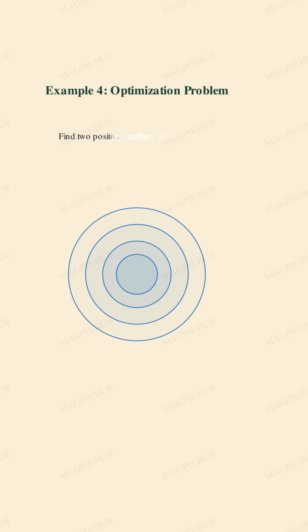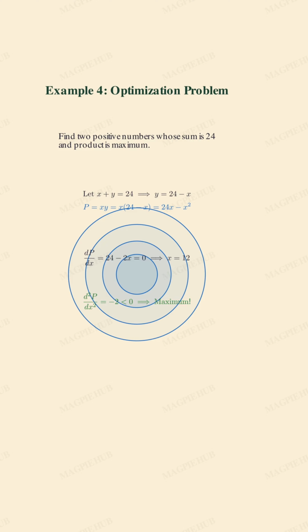Example 4, a classic optimization problem. Find two positive numbers whose sum is 24 and whose product is maximum. Let x plus y equals 24. So y equals 24 minus x, and the product P equals x times 24 minus x, which is 24x minus x squared. Differentiate: dP by dx equals 24 minus 2x.